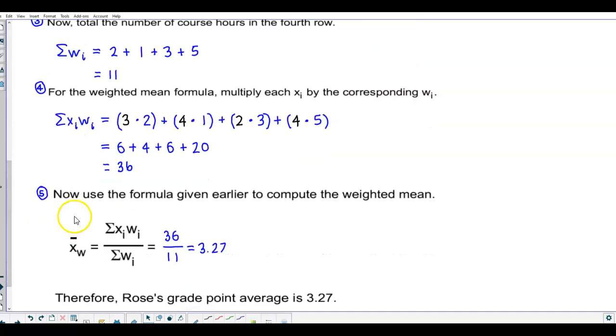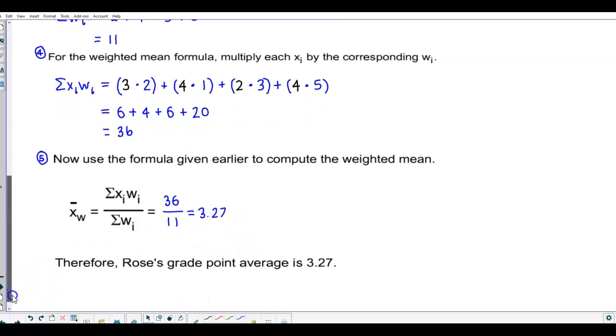And now part 5, we're going to use the formula given earlier to compute the weighted mean. So the weighted mean is going to equal the sum of each x multiplied by the w, which gives us 36, divided by the sum of the hours, which is 11. Rounding to 2 decimal places gives us 3.27. So therefore, Rose's grade point average is 3.27.